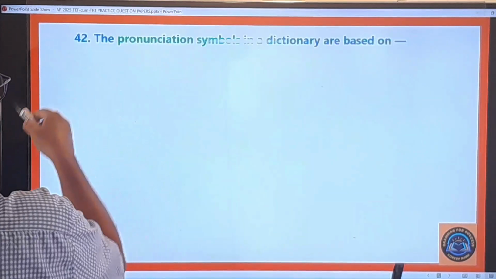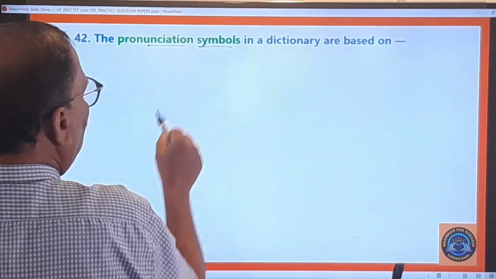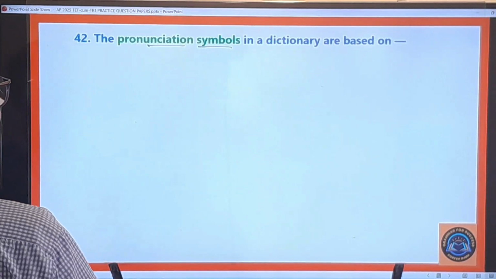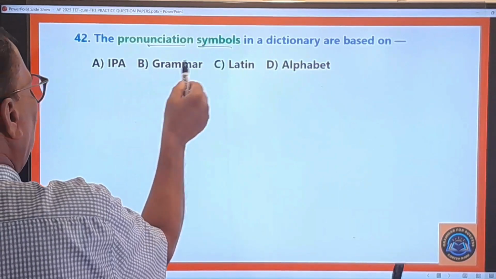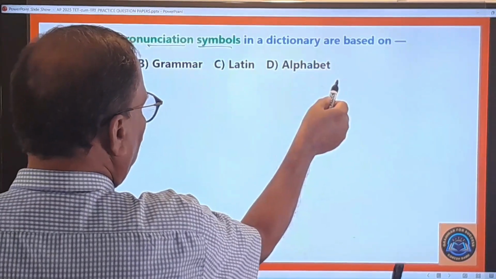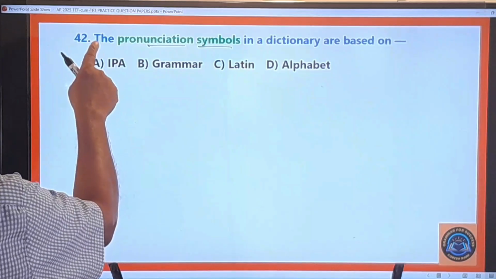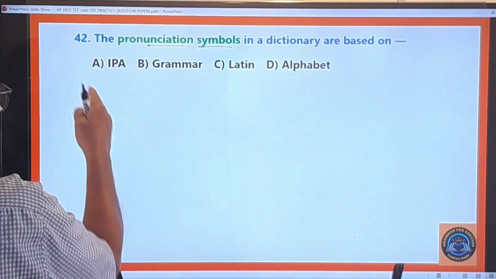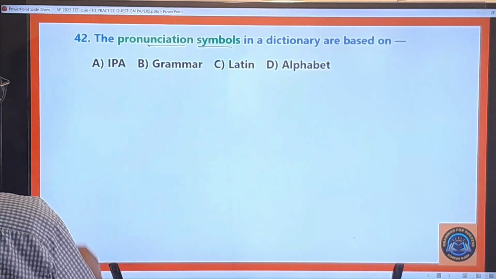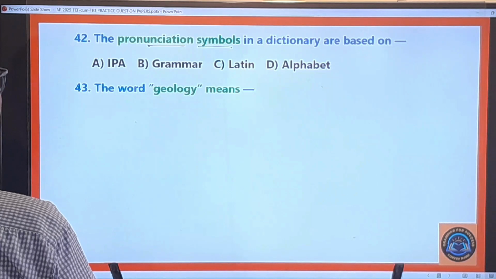Right. 42nd question, the pronunciation symbols in a dictionary are based on, what are they based on? IPA, grammar, Latin, alphabet. IPA means International Phonetic Alphabet. So that is the full form of this IPA. Okay, you choose the correct answer and you move on to the 43rd question.